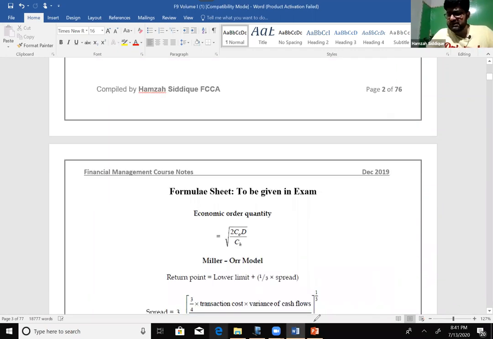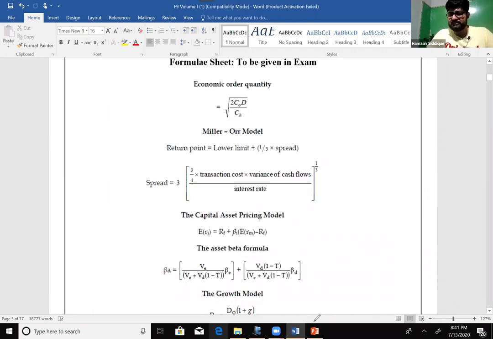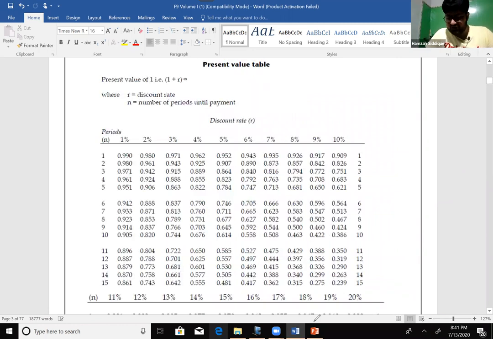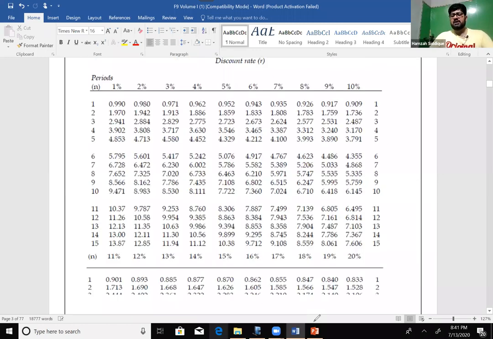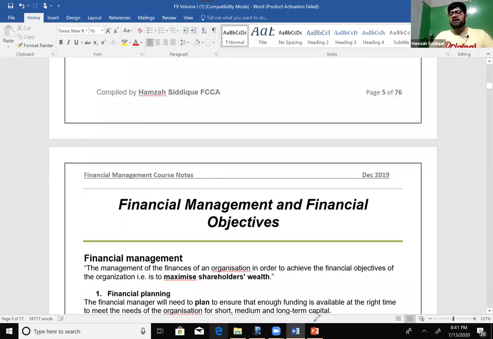This is the formula sheet which will be provided to you in the exam. This is the present value table, again, you will be provided. This is the annuity table. This will be provided. Now, financial management and financial objective.